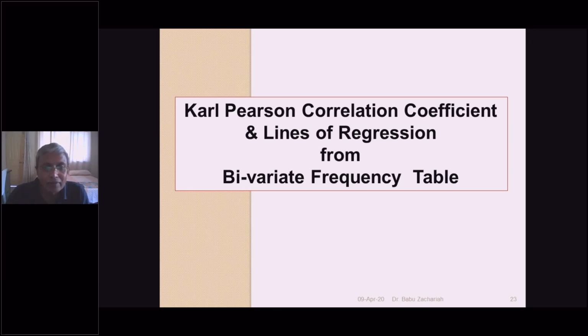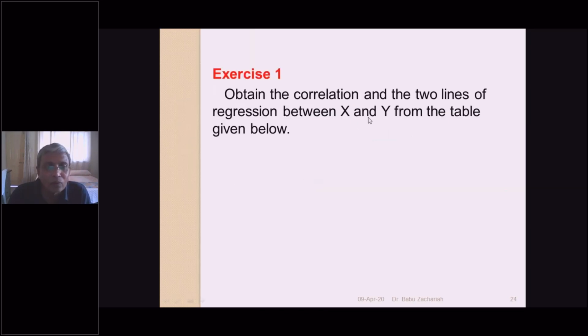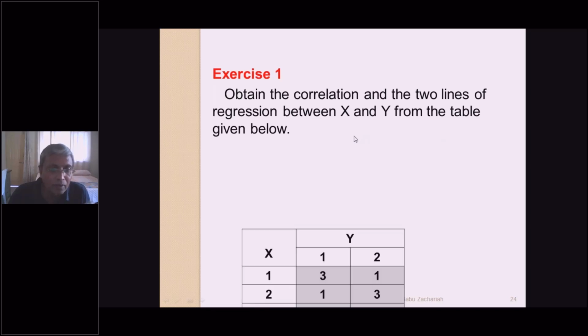So the fundamental things are these: x bar, y bar, covariance between x and y, sigma x and sigma y. Once these are calculated, we can calculate the rest of the things. So here we'll start that study. Say, obtain the correlation and the two lines of regression between X and Y from the table given below.